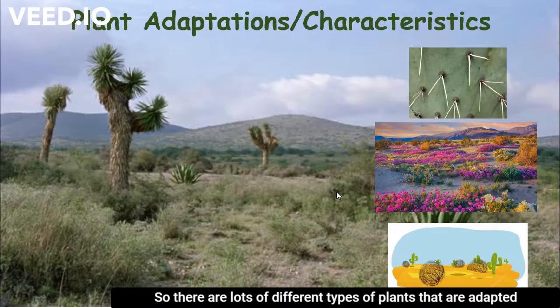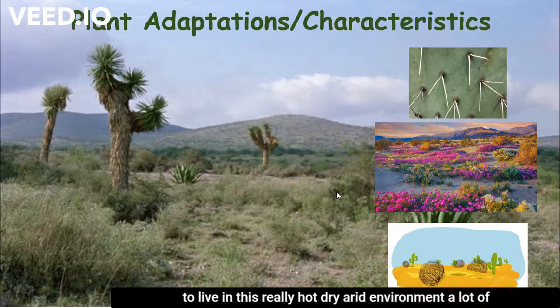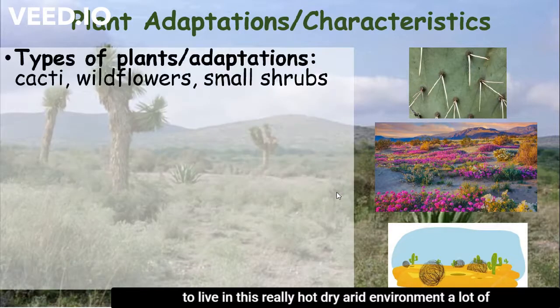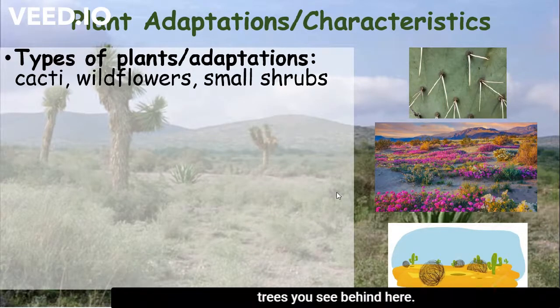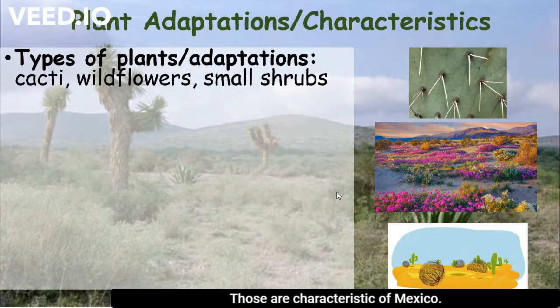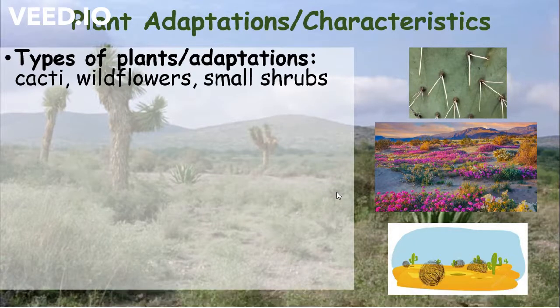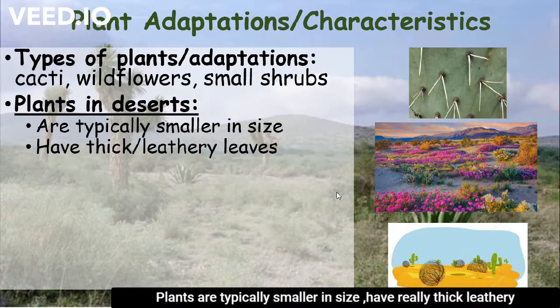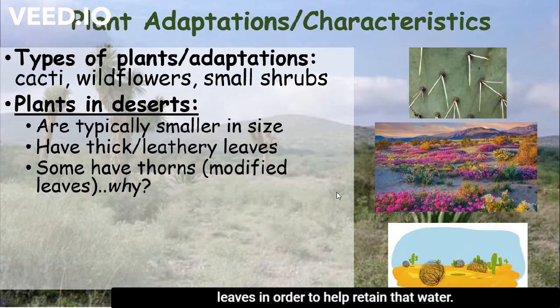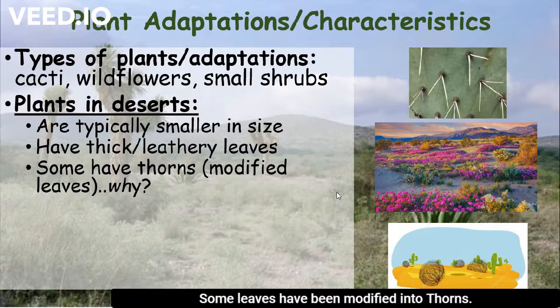There are lots of different types of plants that are adapted to live in this really hot, dry, arid environment. A lot of cacti, wildflowers, small shrubs, not really large trees. The trees you see behind here are characteristic of Mexico. I forgot the name of them. Plants are typically smaller in size and have really thick, leathery leaves to help retain water. Some leaves have been modified into thorns.